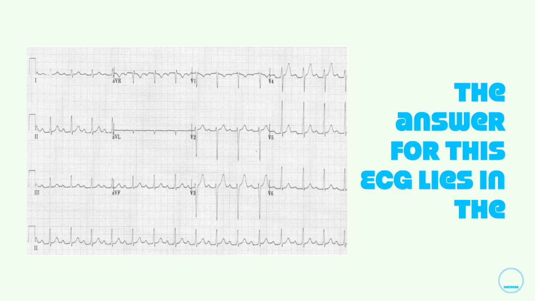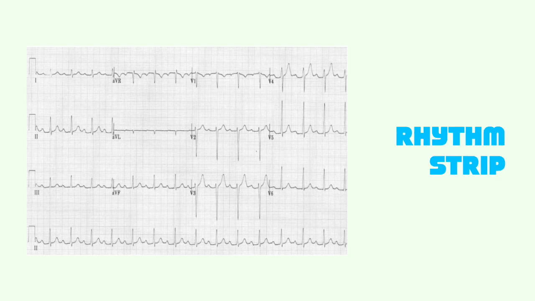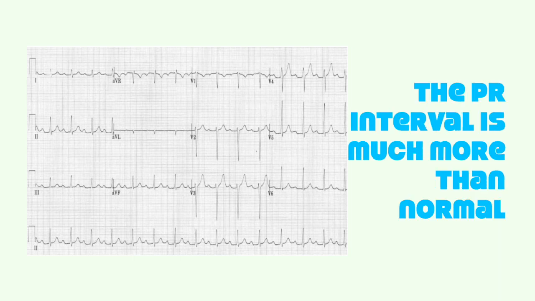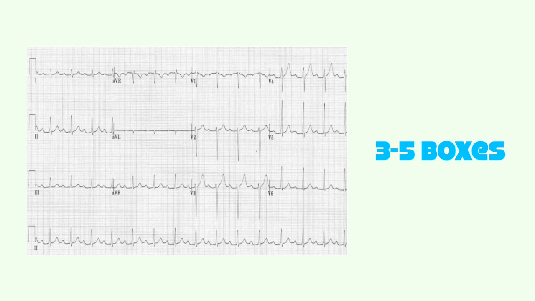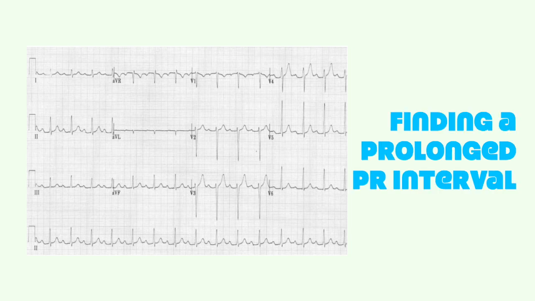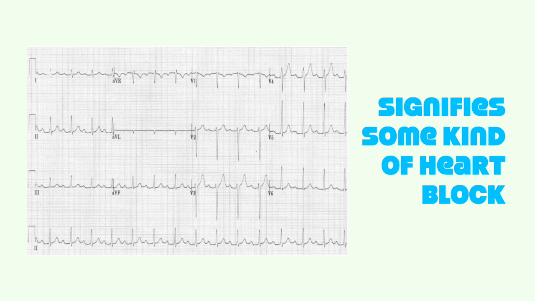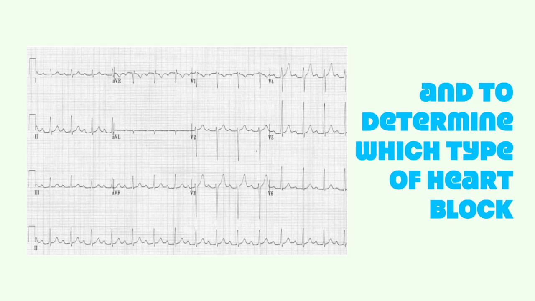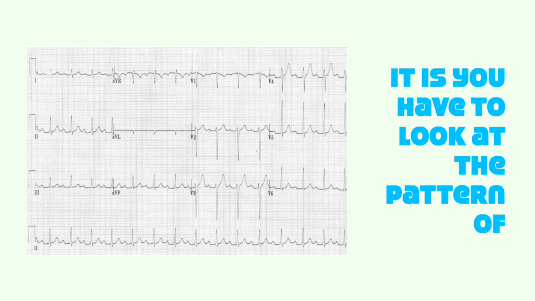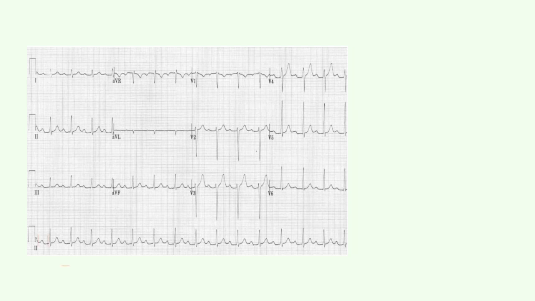The answer for this ECG lies in the rhythm strip. The PR interval is much more than the normal 3 to 5 boxes. Finding a prolonged PR interval signifies some kind of heart block, and to determine which type of heart block it is, you have to look at the pattern of prolonged PR intervals.